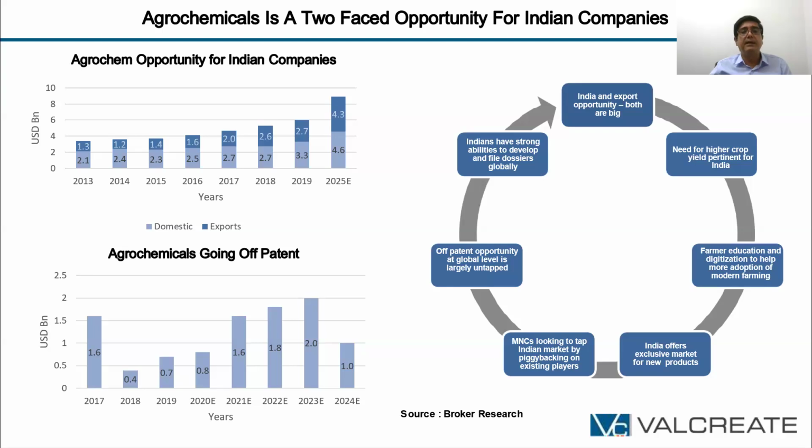So if you look at the way the Indian agrochemical industry has grown, today we are almost a $5 billion domestic industry and almost a $4 billion export industry. Say in 2013, we were not even half of this.